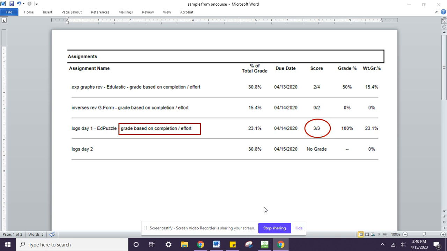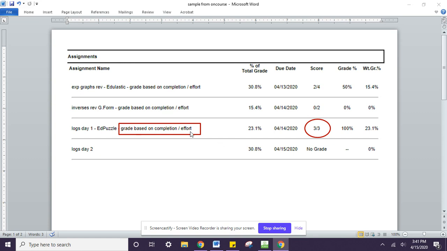Before we get into our lesson on logarithms, I'd like to just make sure that some things about the grades in OnCourse are clear. So when you check your grades in OnCourse, anything where the grade is based on completion or effort, that'll be indicated in the title of the assignment. So we do sometimes have graded assignments that I actually graded, marked right and wrong, things like that. But most of the daily assignments are based on the fact that you completed it with a full effort.